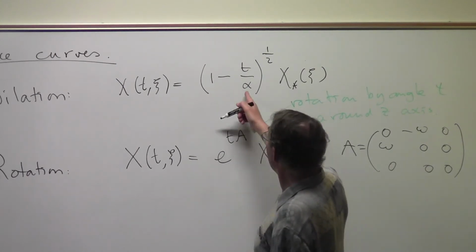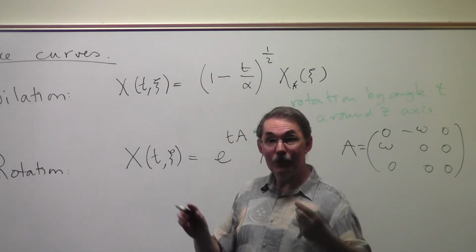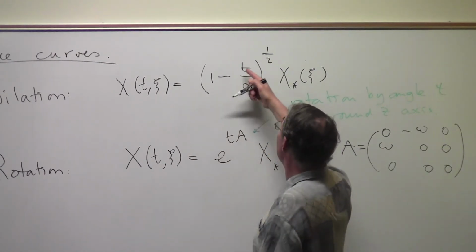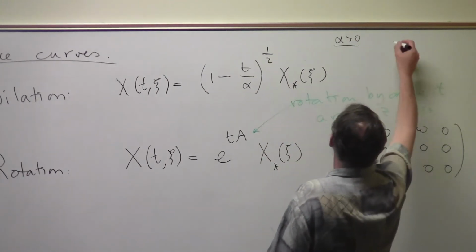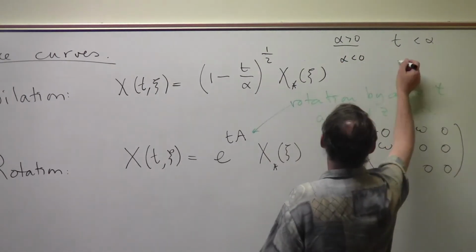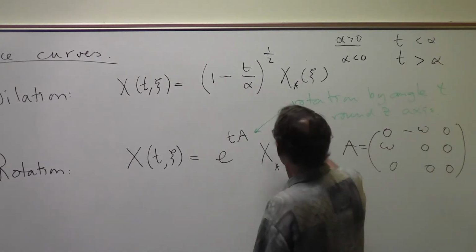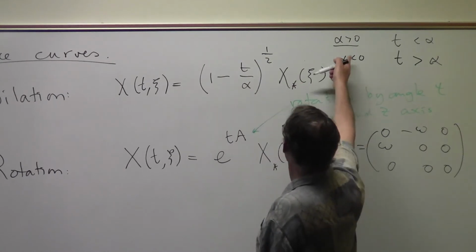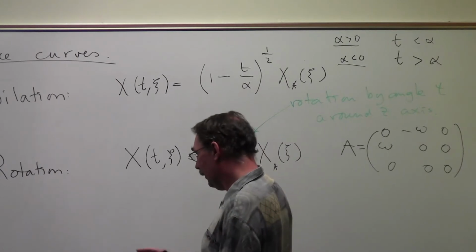Depending on the sign of alpha, you get two kinds of solutions. If alpha is positive, you get solutions that shrink to a point in finite time. So if alpha is positive, then this is defined for t less than alpha. If alpha is negative, then just because this is a square root, this is defined for t bigger than alpha. And x star is the initial curve. So these are dilating. Depending on the sign of alpha, you have shrinking curves or expanding curves. We'll talk about examples again later.